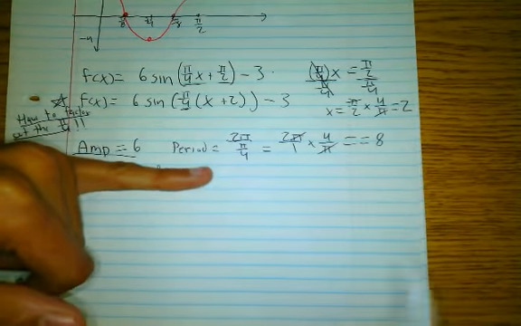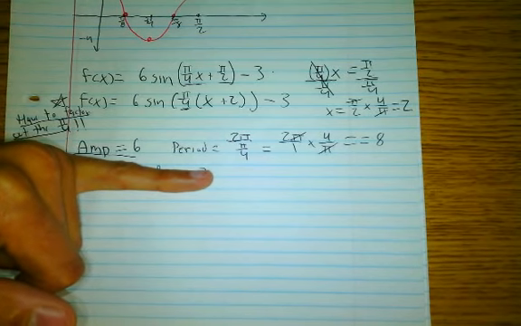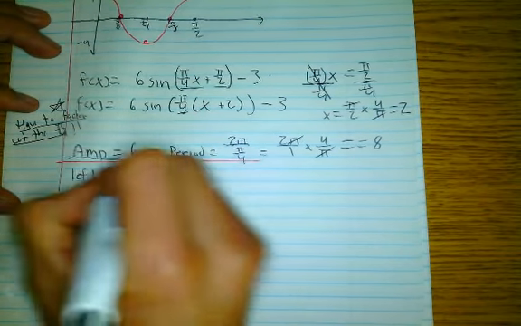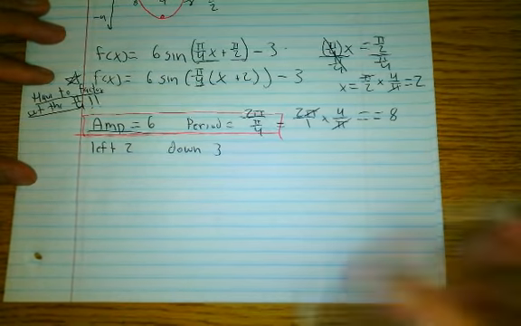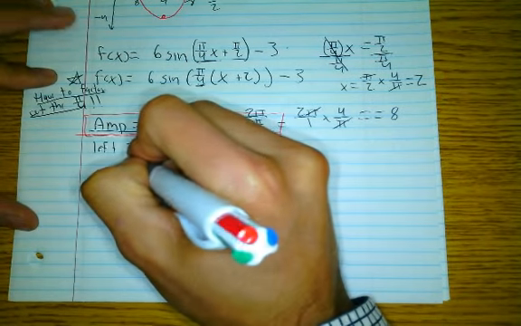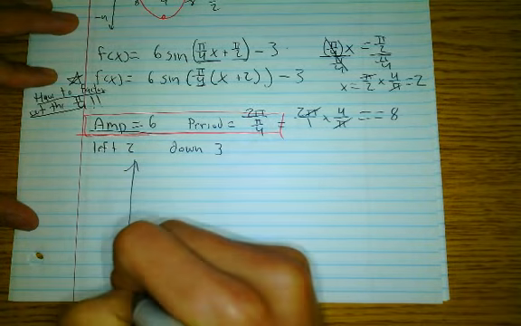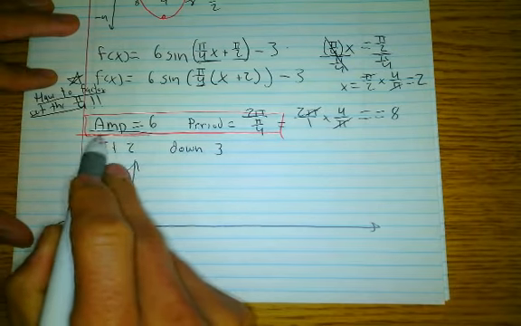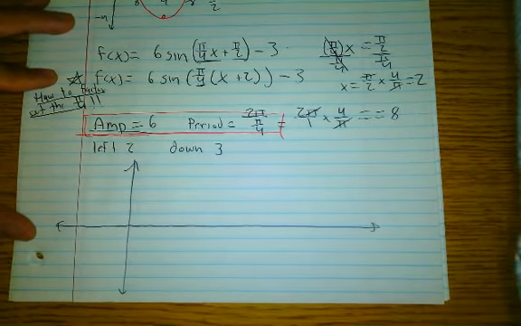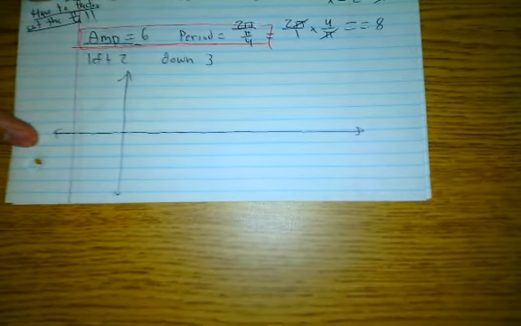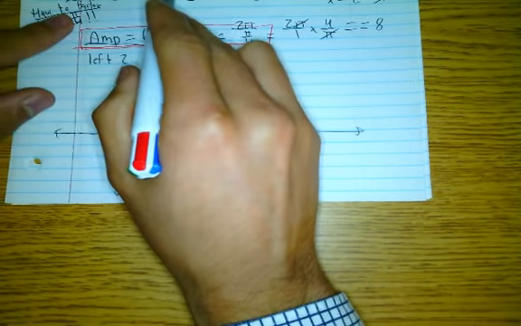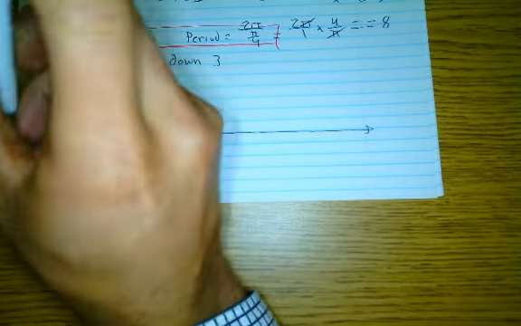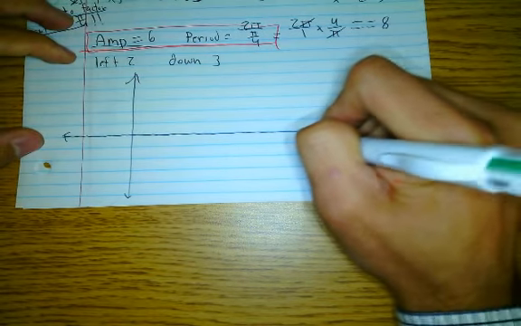So here's what I'm going to do. I'm going to create myself an XY axis. I'm making this kind of big because the amp is 6, right? Making this kind of big. The original function was sine, right? And your period is 8. So I'm going to write down the number 8 just randomly here. Okay, 8. Cool? It's sine. You always start at 0, 0. Agreed? So that means I'm going to plot a point right there.